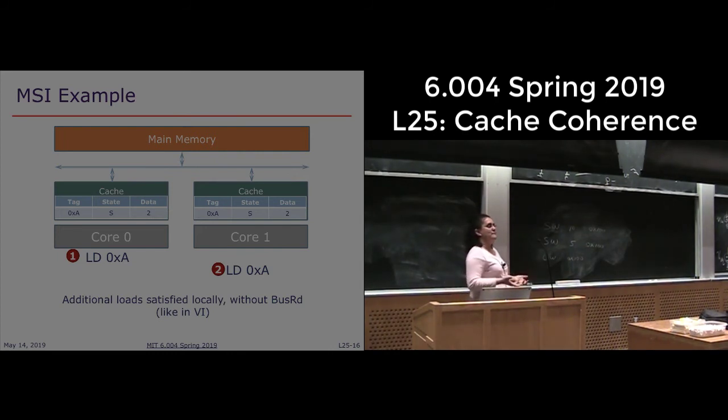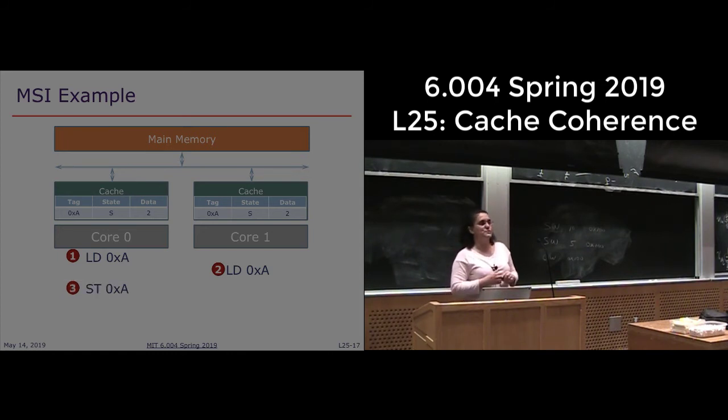So just like in the VI case, now if either one of these processors wants to do an additional load request, those can just be satisfied locally, and I don't need to issue any bus commands for loads. But let's see what happens with stores. So now core 0 comes along, and it wants to do a store to address A.